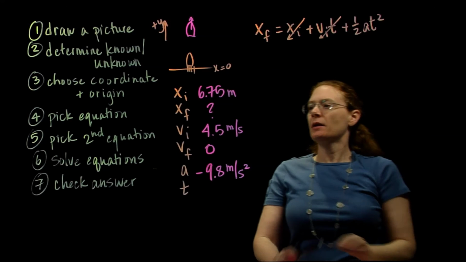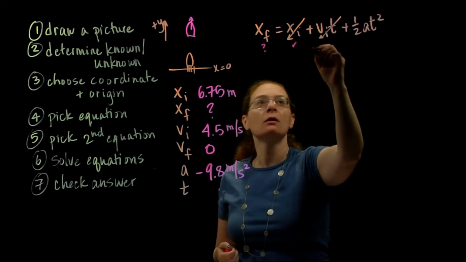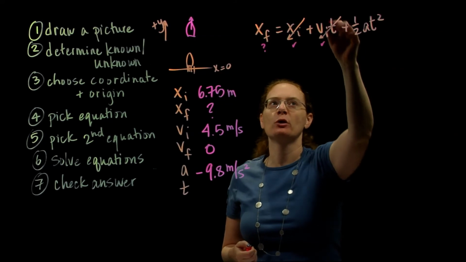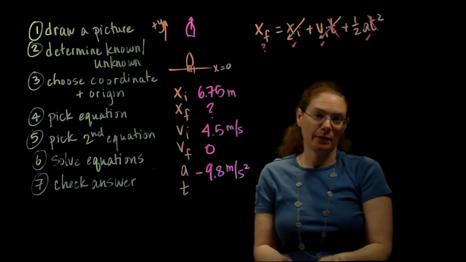Is this going to work for me? I want to know x final. I know x initial. I know V initial, don't know time. I know A, don't know time. Shoot, that one probably isn't going to work. Okay.